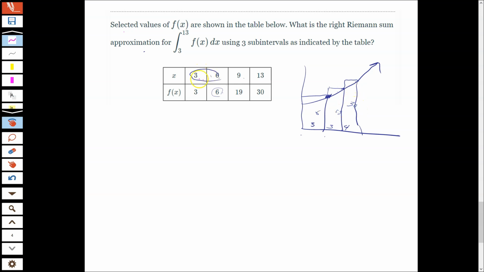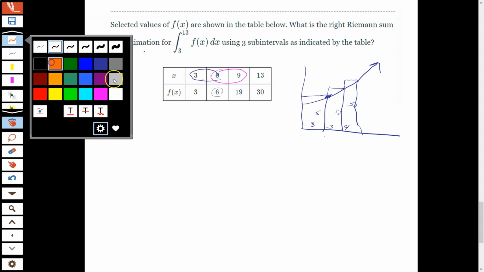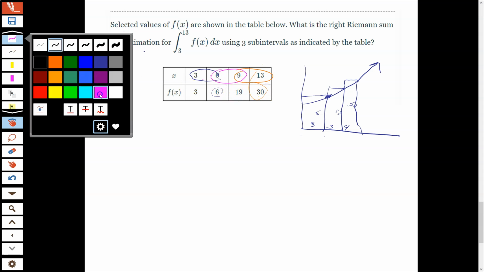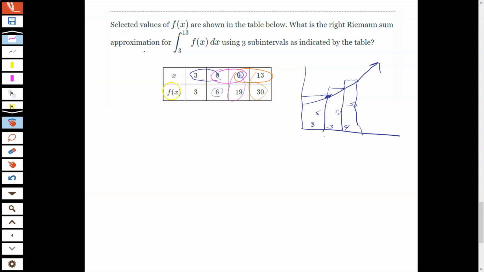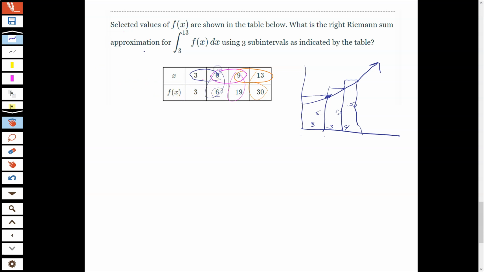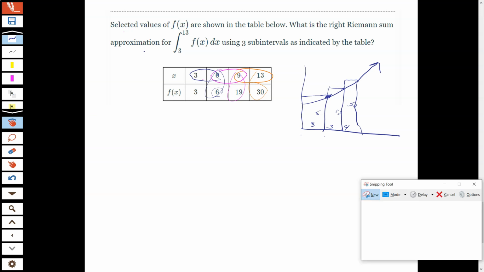So my 3 subintervals are going to be from 3 to 6, from 6 to 9, and then from 9 to 13. And then this time I'm using the higher of the two x values to pick the height of my rectangle. So that would be 30 for that subinterval. That would be 19 for that subinterval, and then that would be 6 for the last one. So let's take a look at what the solution looks like.